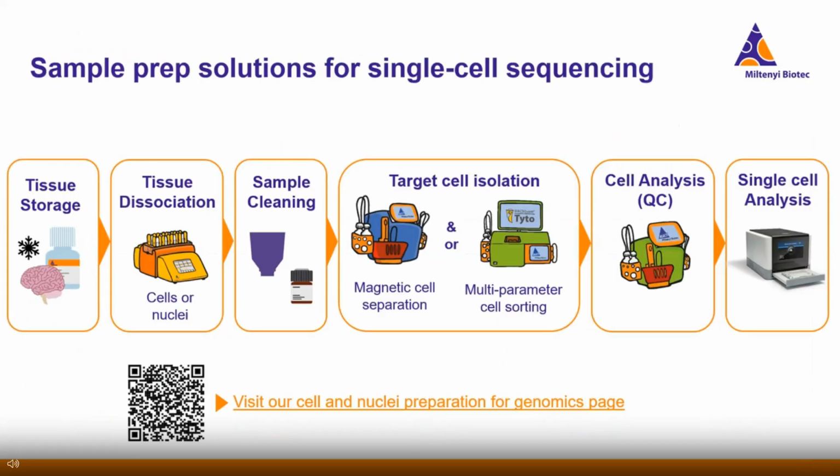When you work with solid tissue, there are a number of steps to complete before you have a single cell or nuclei suspension ready for single cell sequencing. You might need to store your tissue prior to processing. Then you need to dissociate your tissue into a single cell or nucleus suspension. And then followed by that, you need to clean up your suspension to remove debris and dead cells. As an optional step, you can isolate target cells via magnetic cell separation or multi-parameter cell sorting. Finally, the last step prior to proceeding with your downstream assay is the QC of your cell or nuclei suspensions to ensure sample quality and the correct concentration.